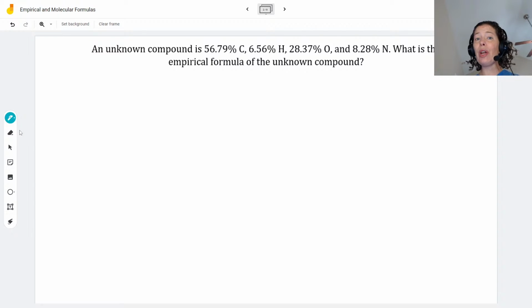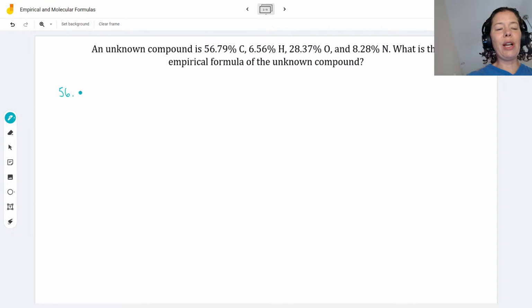What we are going to do is, you can assume anything, but I find it's easiest to assume you have 100 grams of this compound. Because if you have 100 grams of this unknown compound, it means that you have 56.79 grams of carbon and you have 6.56 grams of hydrogen. Again, you can assume you have any amount of the compound, but I find that assuming 100 grams just takes those percentages right to decimals and makes it easy. So assuming we have 100 grams, let's write this down.